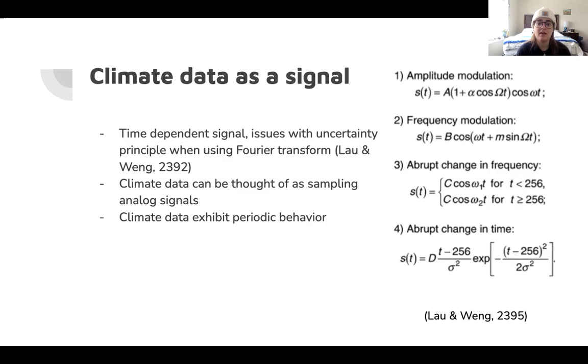Climate data can be thought of as a sampling of analog signals. They also exhibit periodic behavior. So we can see these four equations on the right are all sinusoidal, and these are all used to model different common climate phenomena. They're given by Lau and Wang.